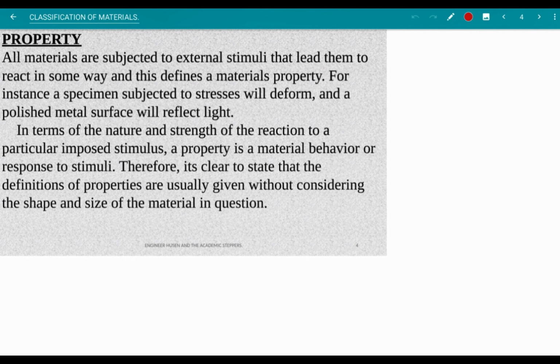If you look at property, it is the response of a material to something, in short. Because all materials are subjected to external stimuli that lead them to react in some way. And this defines a material's property. For instance, a specimen subjected to stress will deform, and a polished surface will always reflect light. So in terms of the nature and strength of the reaction to a particular imposed stimulus, a property is a material's behavior or response to that same thing. Therefore, we can state that the definition of property is given without considering the shape and size of the material in question. So we're just looking at how the material responds to stimuli.